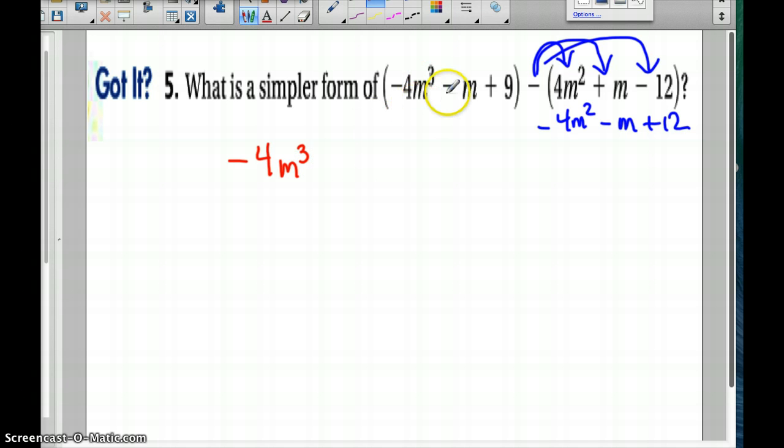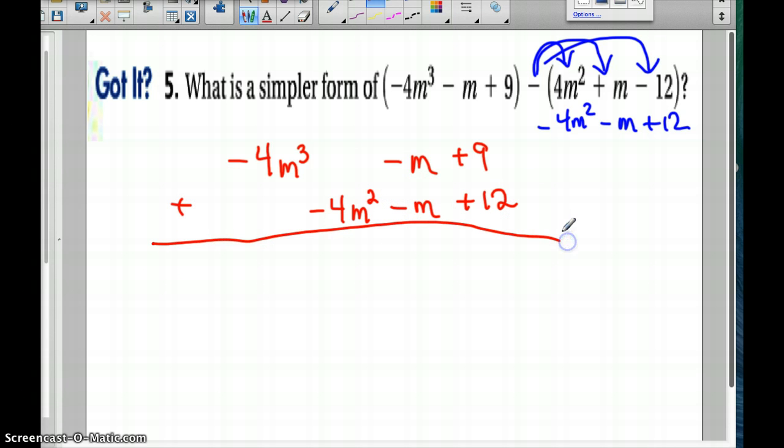Okay, and what we notice right away is that we have a negative 4m squared here. So there's going to be nothing in the top polynomial that's going to line up with it. So I'm going to leave a space there, and then I'm going to put minus m plus 9. And let's finish off the second one. We also have another minus m plus 12. Now this one might be a case where you might like to use the horizontal method. But let's go through it once vertically.